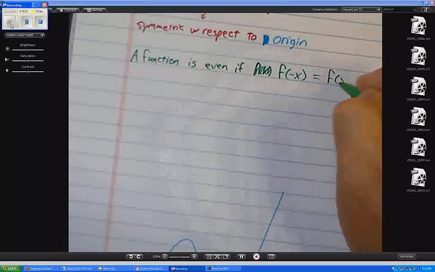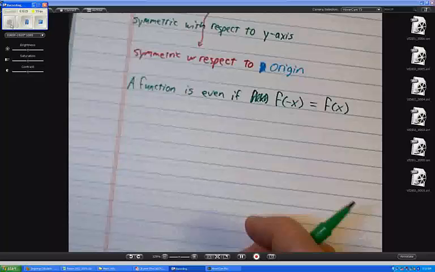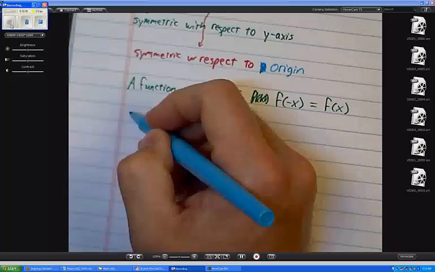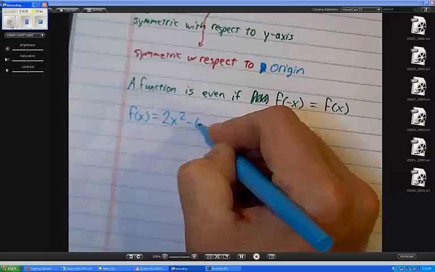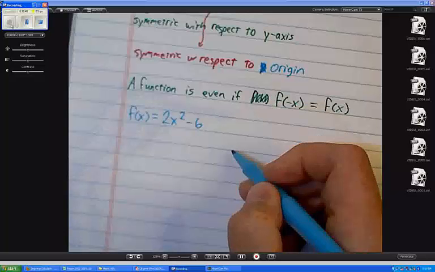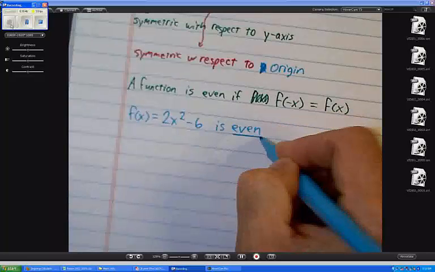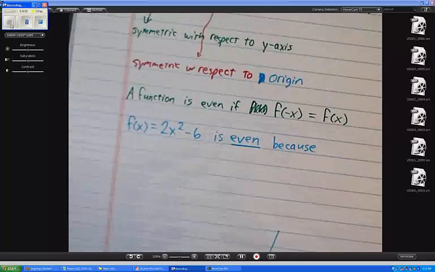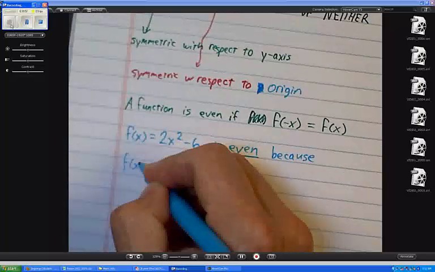And we've practiced putting other inputs in besides x before. So as an example, the one that we said was even was the function f of x equals 2x squared minus 6. And I'm going to say that this is even because, now, what do I have to show? I have to show that if I take f of negative x, that I get the same thing as f of x.